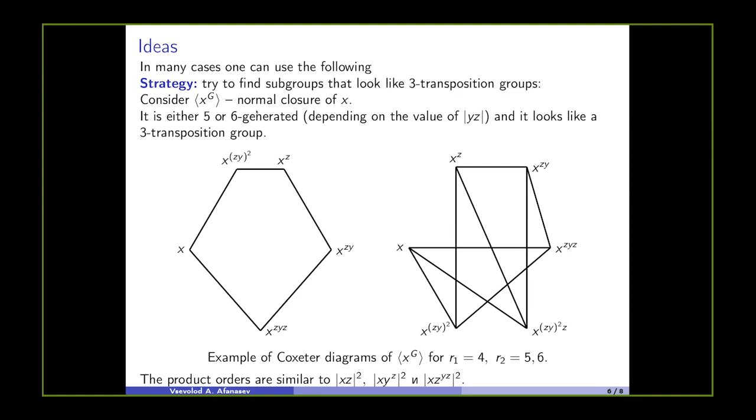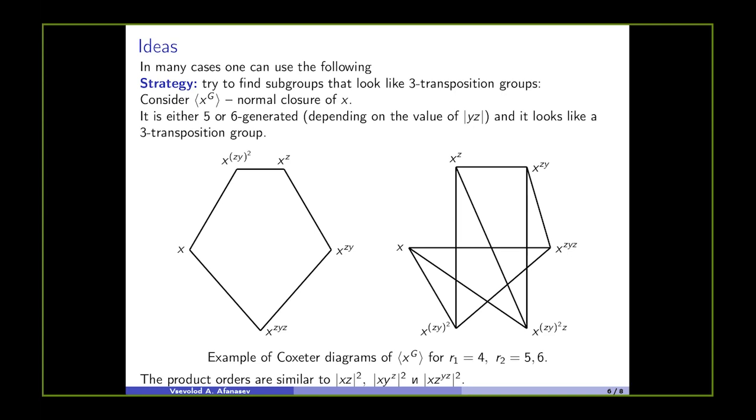In this case, I'll explain the graphs. So, at the vertices, we again have the generators, the involutions, elements of order 2, and we have an edge between 2 vertices if the product of the corresponding involutions has order 3, and we do not have an edge if the corresponding involutions commute. So for example, for this particular case where R1 is equal to 4 and R2 is equal to 5, we have that X commutes with X conjugated by the product of Z and Y, but the product of X and X conjugated by the product of Z and Y squared has order 3. And you can read the other diagrams in a similar fashion.